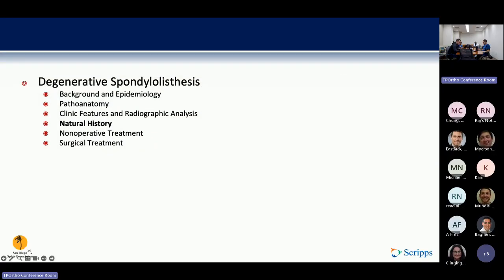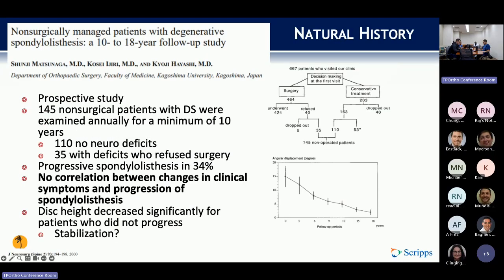Okay, so now kind of going on to a little bit of the natural history of the disease. This was a study out of Japan, which is one of the longest studies in terms of follow-up in the literature to date. It looked at the natural evolution of the disease with a minimum of 10-year follow-up and ultimately evaluated 145 patients with degenerative spondylolisthesis. 100 of them initially did not have any neurologic deficits, and 35 of those patients had neurologic deficits that were indicated for surgery, but ultimately declined. So this was their population of interest, and they followed them over 10 years.